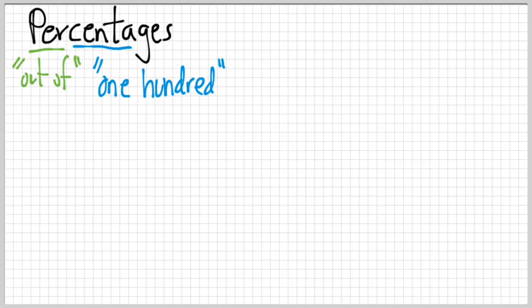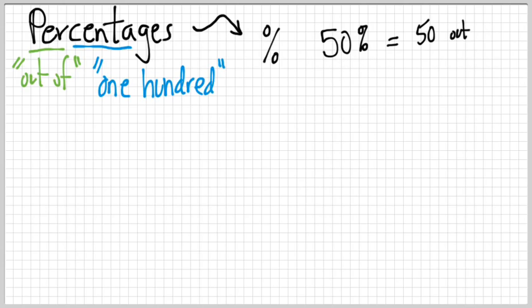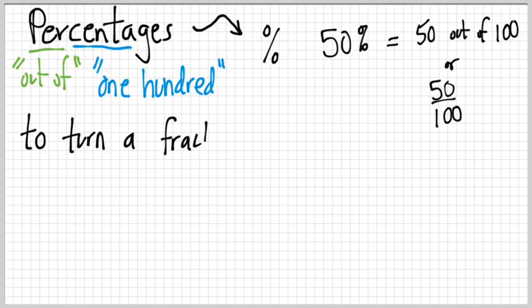Okay, now what is a percentage? Well, if you look at the word percentage, per means out of, and cent means 100. So percentage just means out of 100. This is our percent sign. For example, 50% means 50 out of 100. Another way to write that is 50 over 100, as a fraction.